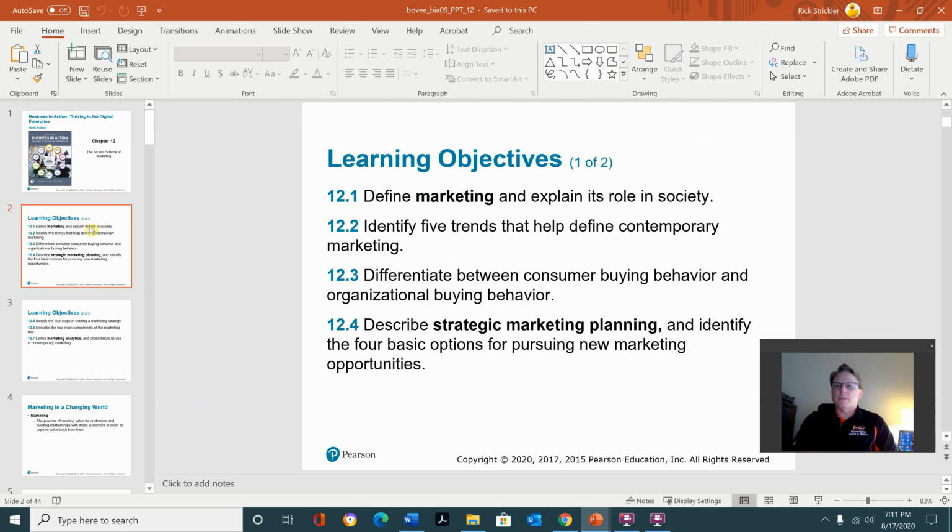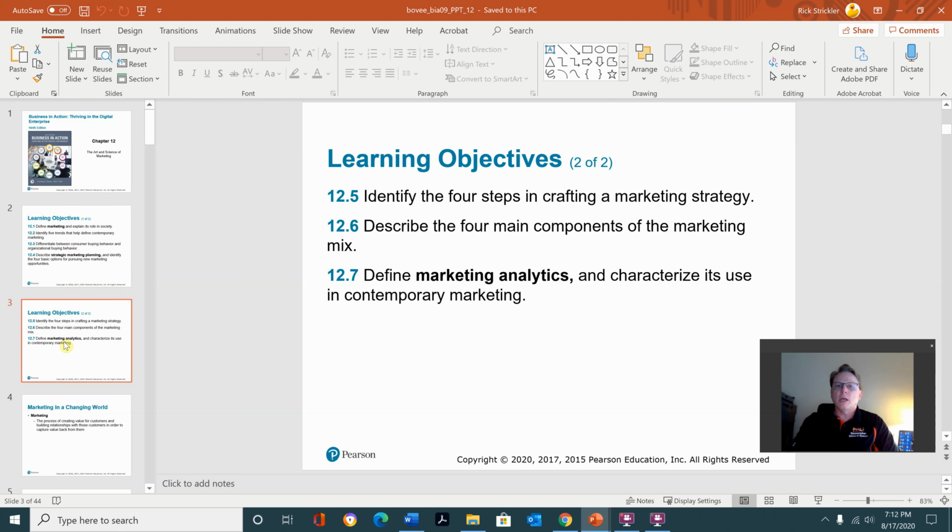The learning objectives. Define marketing and explain its role in society. Identify 5 trends that help define contemporary marketing. Differentiate between consumer buying behavior and organizational buying behavior. Describe strategic marketing planning and identify the 4 basic options for pursuing new marketing opportunities.